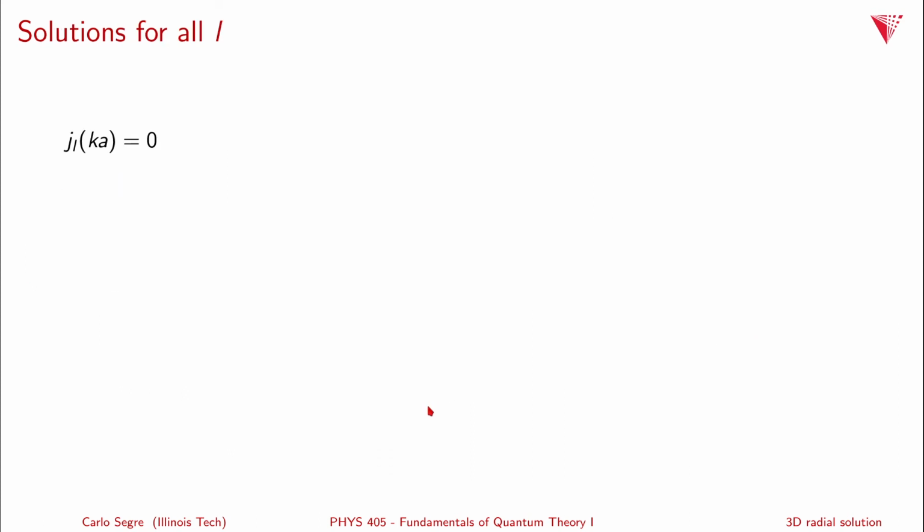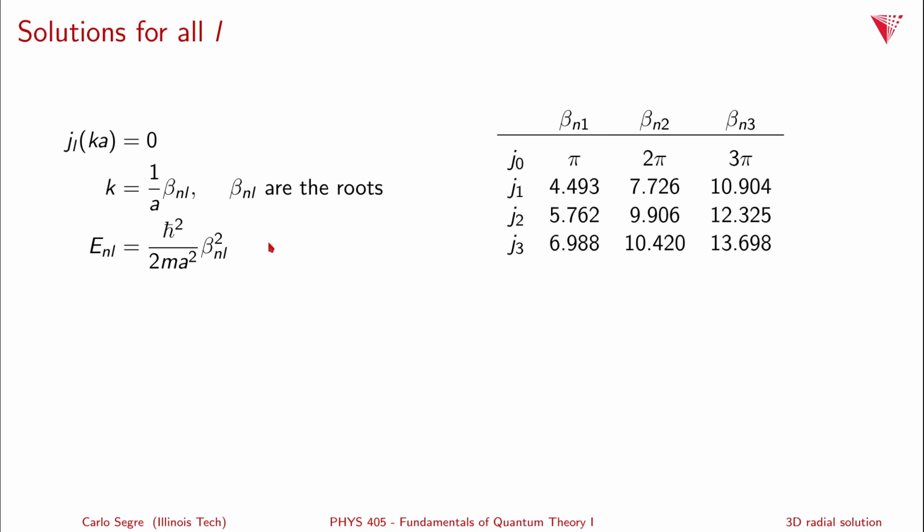So the solutions then for all L are as follows. They're j sub L of Ka equals 0, and K is equal to 1 over a times beta sub NL, where beta sub NL are the roots. And the energies, E sub NL, are h bar squared over 2ma squared times beta sub NL squared. So what are the roots here? Well, for j sub 0, we already had the roots. The roots were very simple. They were pi and 2 pi and 3 pi as you go out.